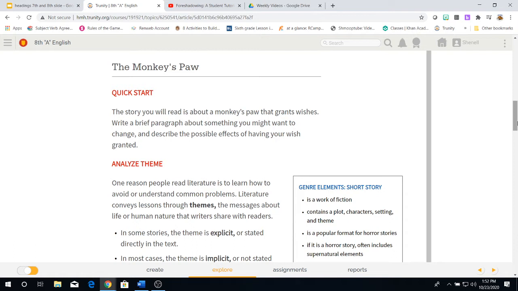You just put the subheading quick start along with the page number so you know where this answer belongs. The story you will read is about a monkey's paw that grants wishes. Write a brief paragraph about something you might want to change and describe the possible effects of having your wish granted. Now, when we say a paragraph, I need a minimum of somewhere between 5 to 6 lines and a maximum of 7 to 8 lines.